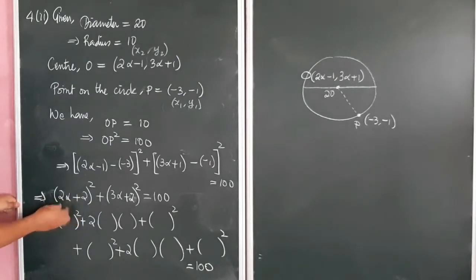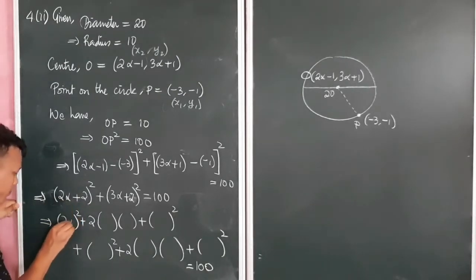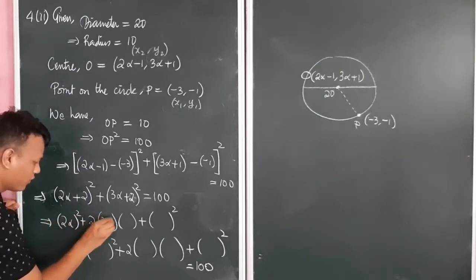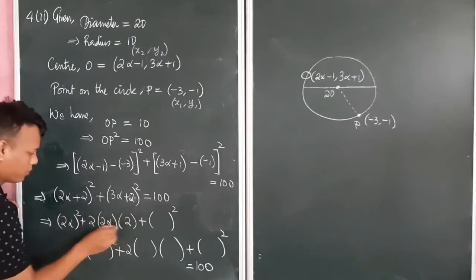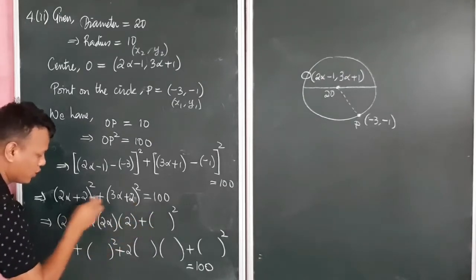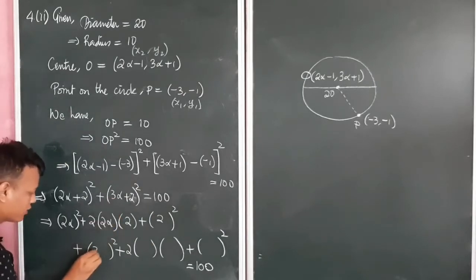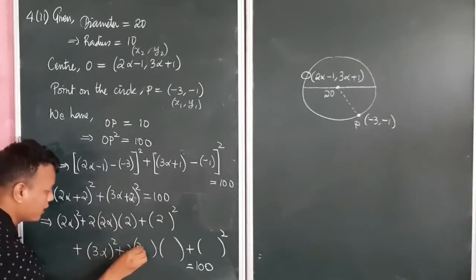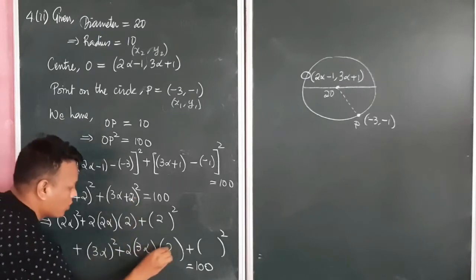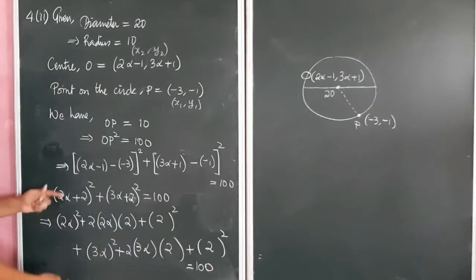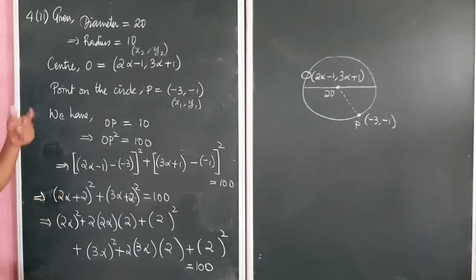So this is my a. So we have a square plus 2a. a is again 2 alpha, b is 2, so 2ab is done, plus b square, that is 2 square. Similarly, here a is 3 alpha, plus 2a, a is 3 alpha, b is 2, plus b square. All right, so we have done this. Now let us quickly simplify this.